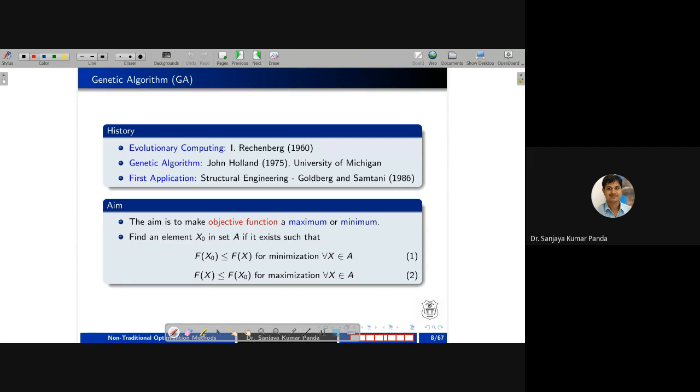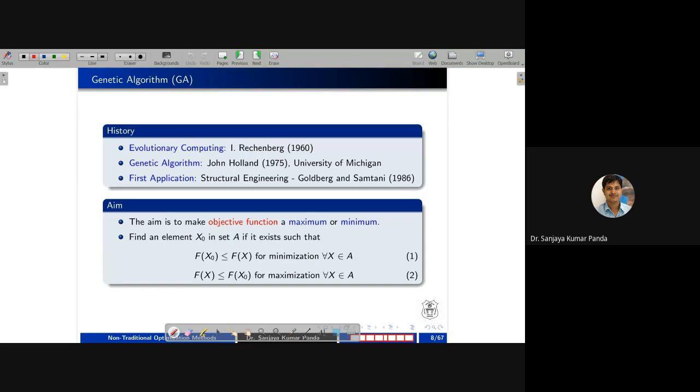Subsequently, the genetic algorithm was introduced by John Holland in 1975. He is affiliated with the University of Michigan. So he gave only the basics of the genetic algorithm. But nowadays you can see there are several variants of the genetic algorithm. For example, if a particular algorithm has 5 different steps and you modify one of the steps, that is considered a variant of the genetic algorithm. So today we have several variants of the genetic algorithm.